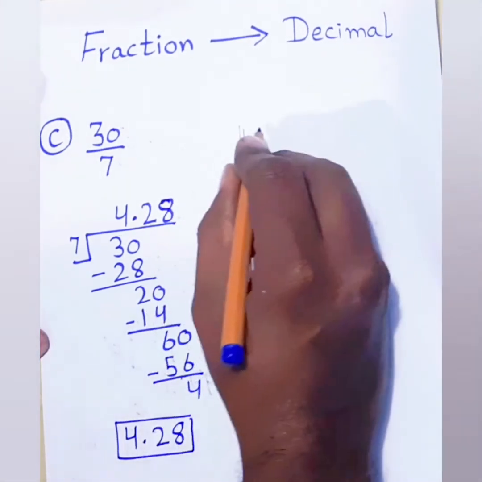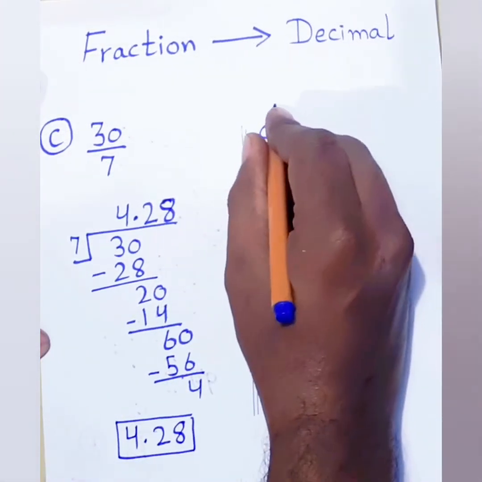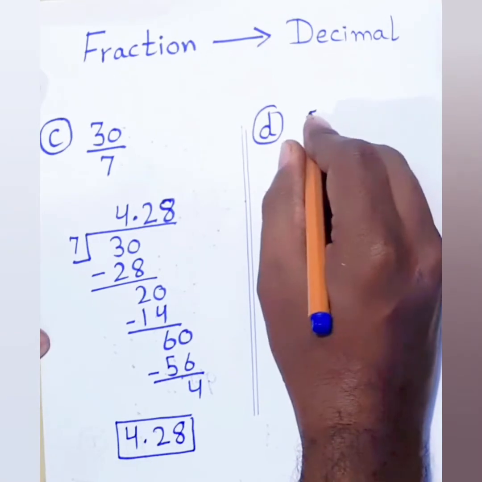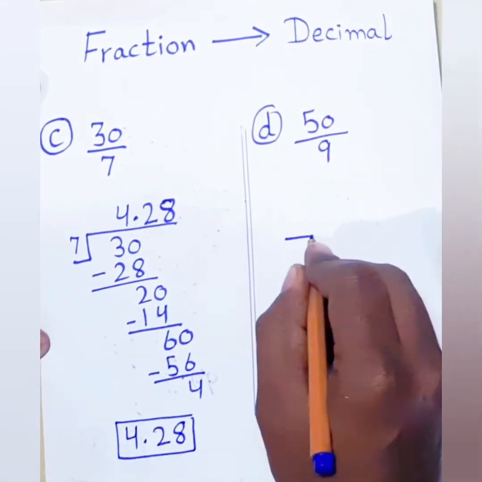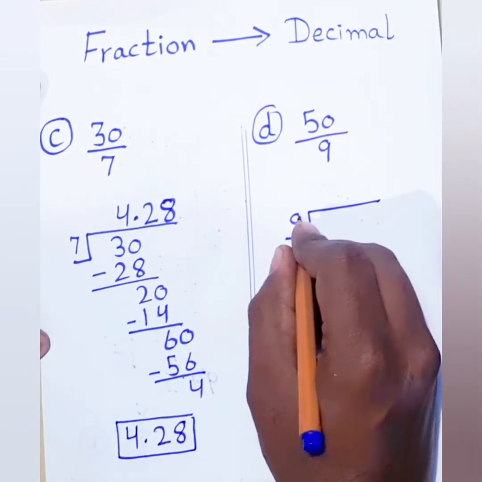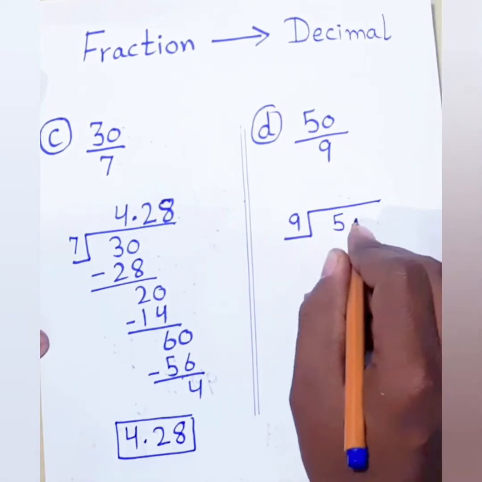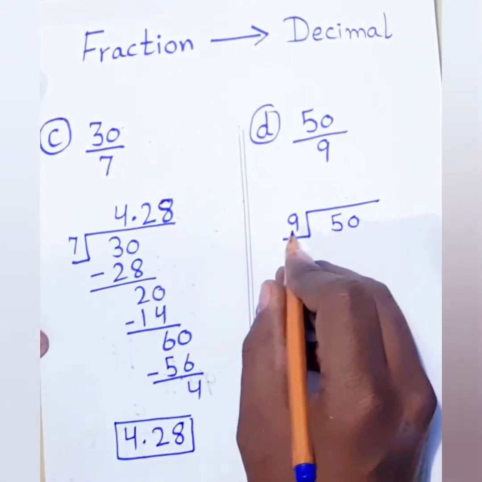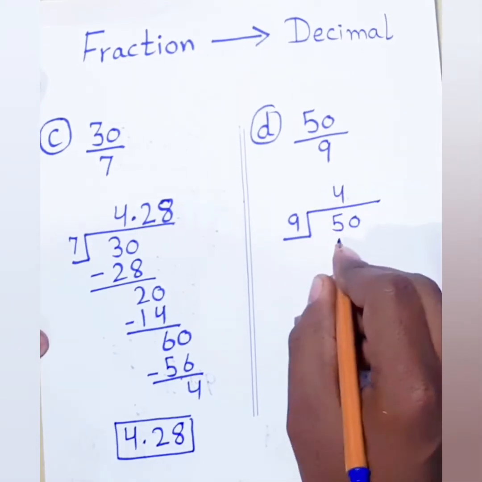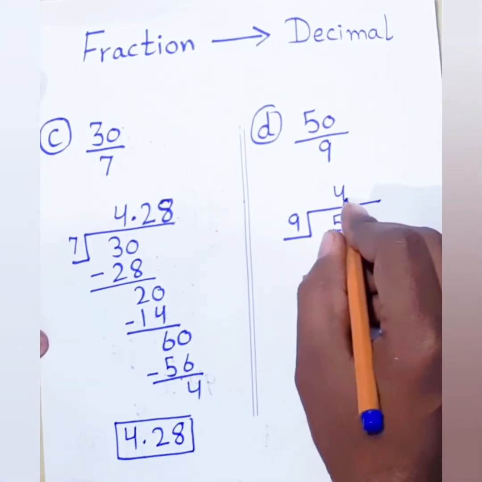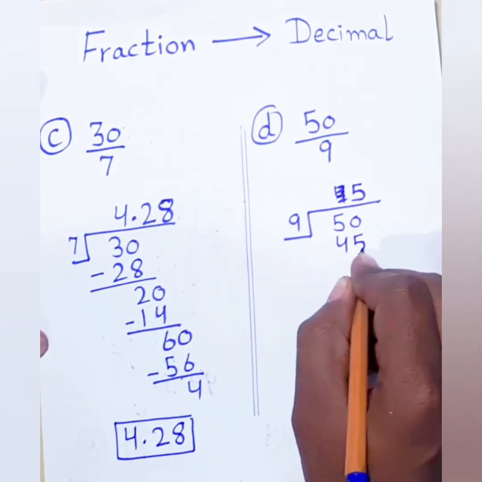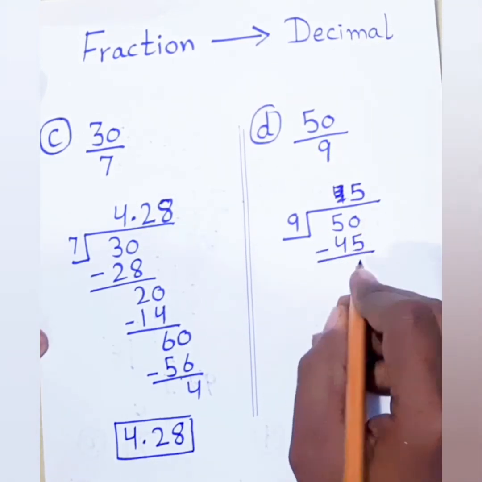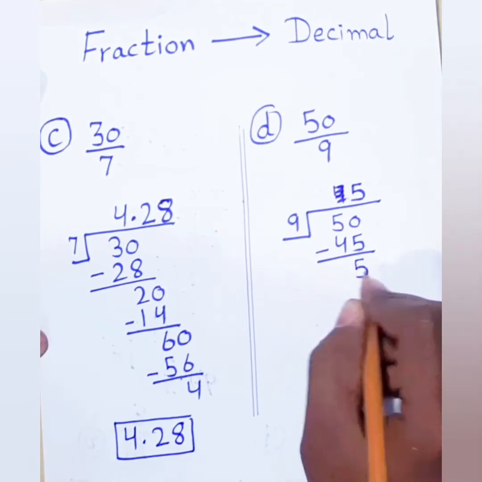Okay, now moving towards the last example, which is D. So the question is 50 upon 9. Again we have to divide it. 9 should be the divisor, 50 should be inside. So we easily said that 9 fives are 45. Okay, and it should be subtracted. What is remaining? Only 5.